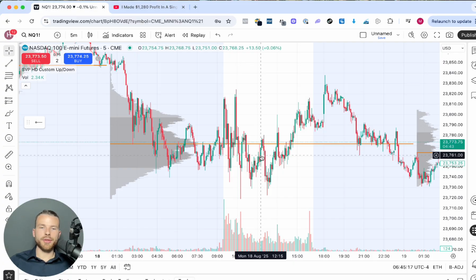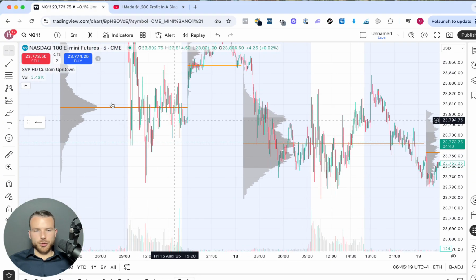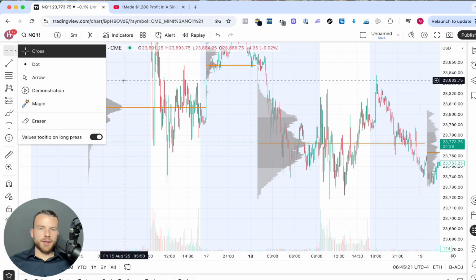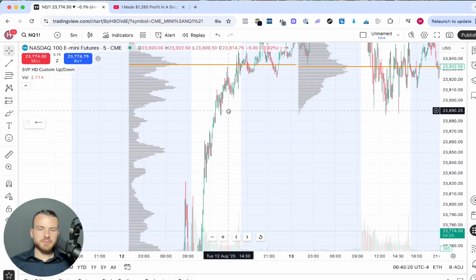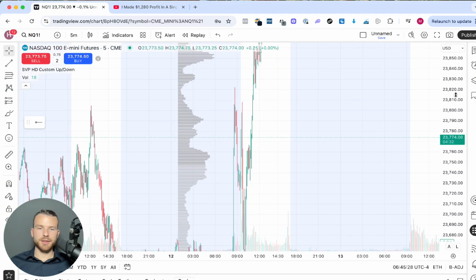So let's break this down with an example. Imagine we are in an uptrend, okay? So in the morning, the market is happily transacting at these lower prices here. So these prices are being accepted.